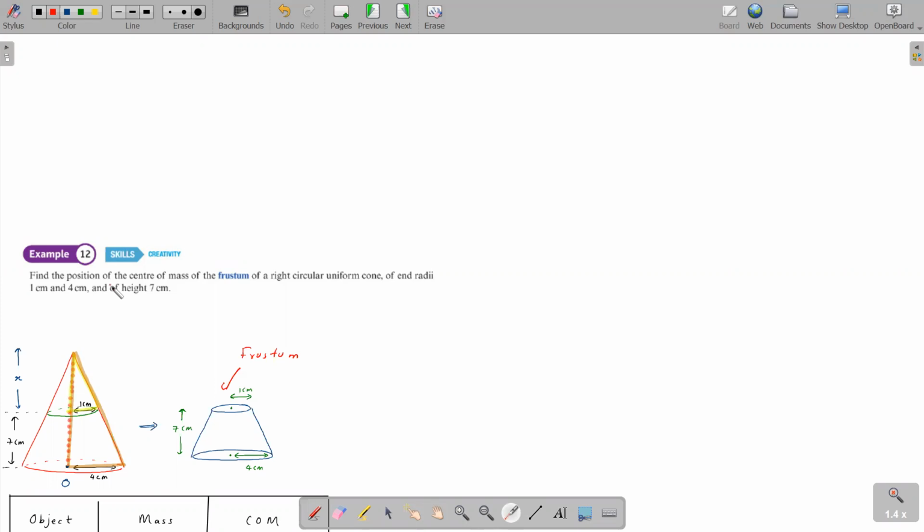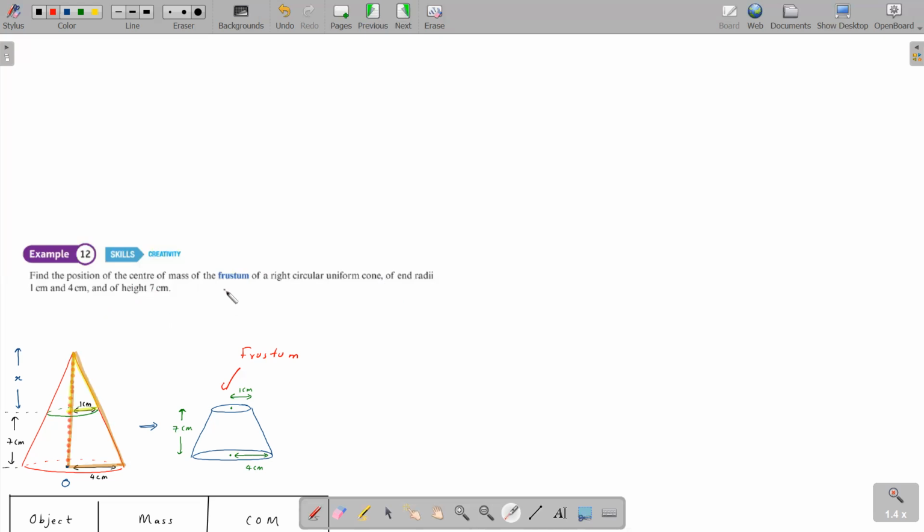So this is example number 12. So let me explain to you how that works. And okay, so let's see how this works first. So they say, find the position of the center of mass of the frustum of a right circular uniform cone of end radius 1 centimeter and 4 centimeter and of height 7 centimeter.